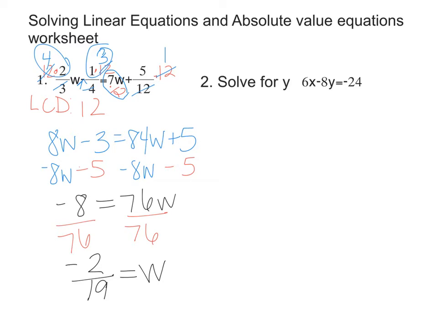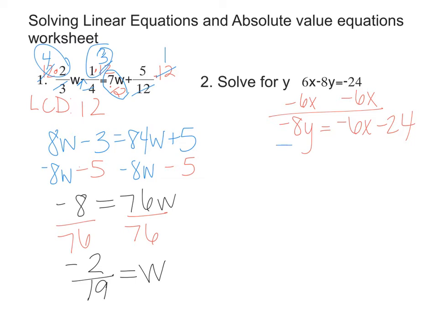But right now, I want to get 8y by itself first, so I need to get rid of my 6x. So I'm going to subtract 6x from both sides. So -8y equals -6x minus 24. And if you like to write it as -24 minus 6x, that's fine. I just have a habit of putting my x first, so it looks like y equals mx plus b.